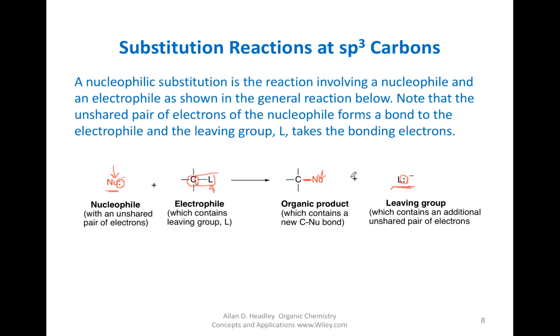How do we define a good leaving group? One that is stable. And we have formed here a new bond to this carbon, and that's called the organic product, or the product of the substitution reaction.